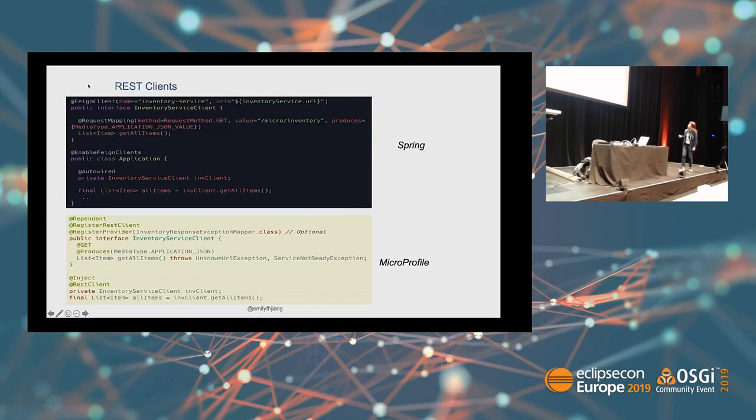So enable the Feign client, equivalent to @RegisterRestClient, and then inject it directly here. So this Feign client directly corresponds to the registered REST client. This is very similar.